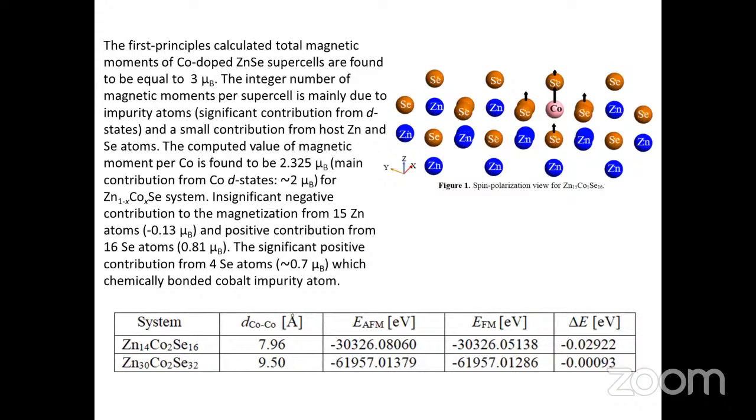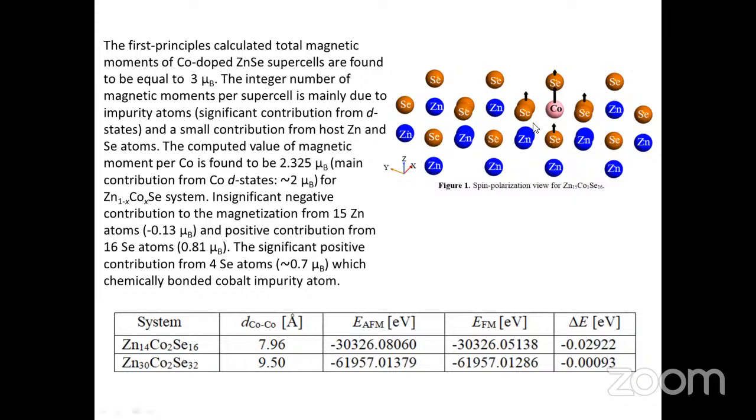Then we investigate the magnetic properties of the doped systems. In this slide, you can see the results of magnetic moments for cobalt doped zinc selenide, and the total magnetic moment for this system is equal to 3 Bohr magneton. The integer number of magnetic moments per supercell is mainly due to impurity atoms, with the main contribution from d states of the impurity atom cobalt.